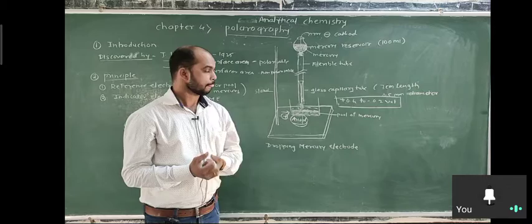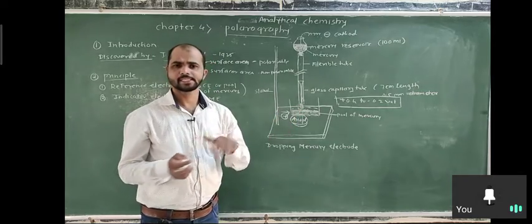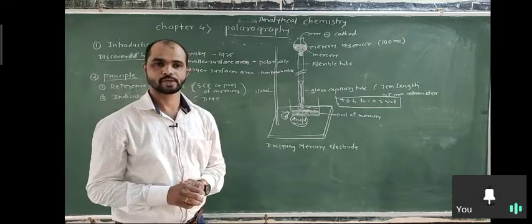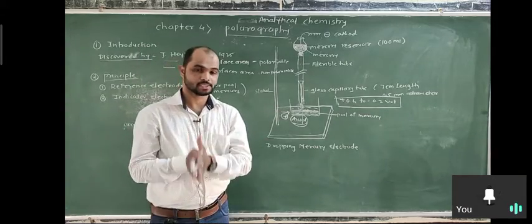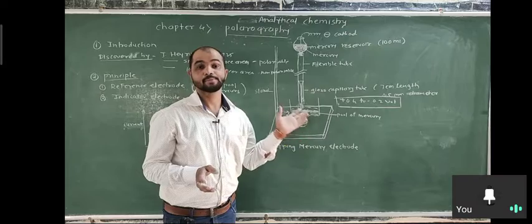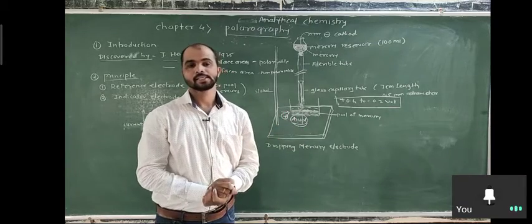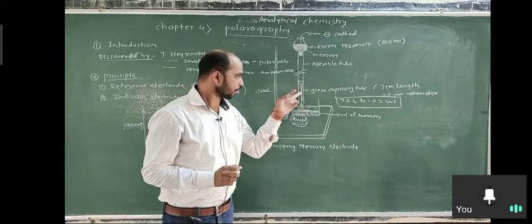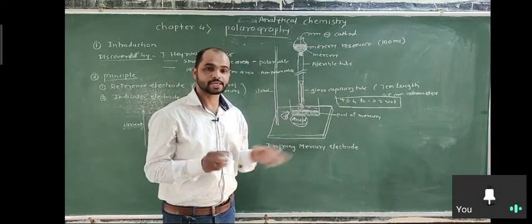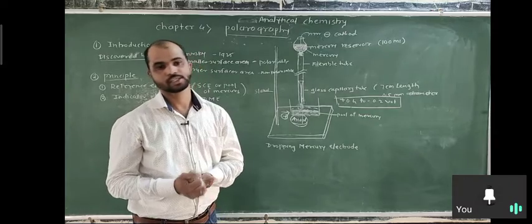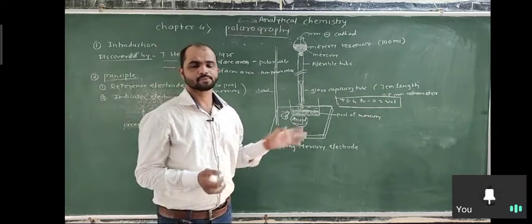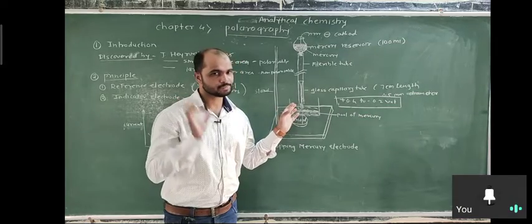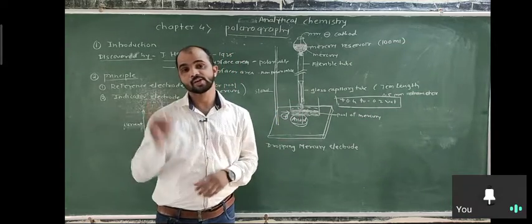After that, mercury is easily oxidizable. It easily oxidizes, and that's why only reducible substances can be measured. We can mostly measure the potential of reducible substances, because mercury itself undergoes oxidation easily. So sometimes we can measure the potential of substances which are reducible, or substances which are highly oxidizable.